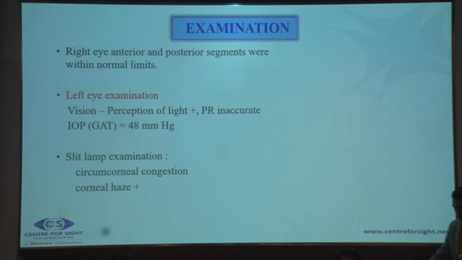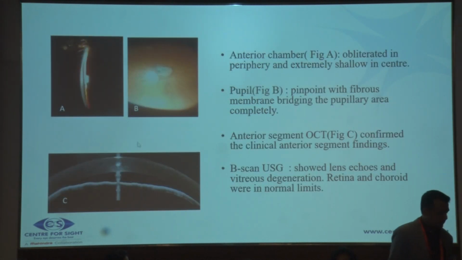Slit lamp showed circumcorneal congestion, corneal haze, and as you can see in this picture, the AC was very shallow. It was almost flat in the periphery, and there was occlusio pupillae present. Anterior segment OCT confirmed our clinical findings. B scan was done to see if there was anything in the fundus because it was not visible.